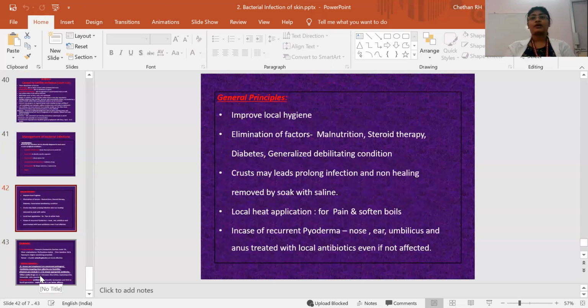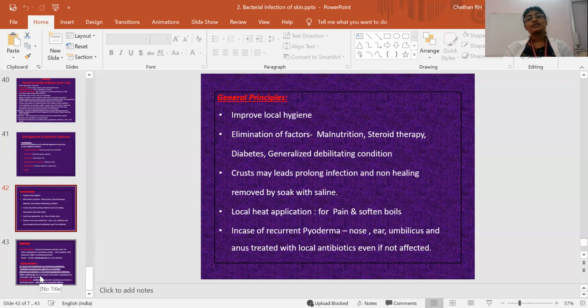Improve local hygiene. You should advise the patient to improve local hygiene and eliminate factors, like malnutrition, steroid therapy, diabetes, and generalized debilitating conditions, all of which have to be treated or avoided. Now the crust may lead to prolonged infection, and non-healing crust can be removed by soaking with saline water. Local heat application can be suggested for pain and to soften boils. This heat application will reduce the pain as well as soften the furuncles, boils, or the edema.